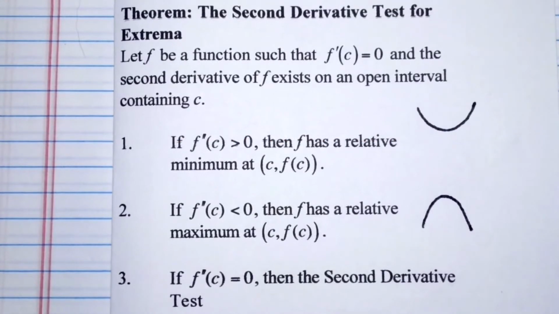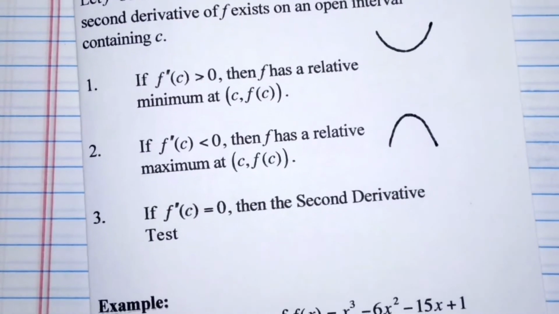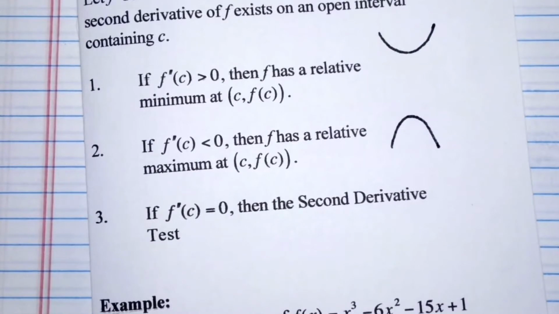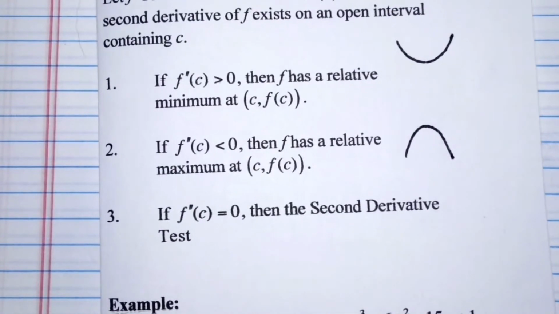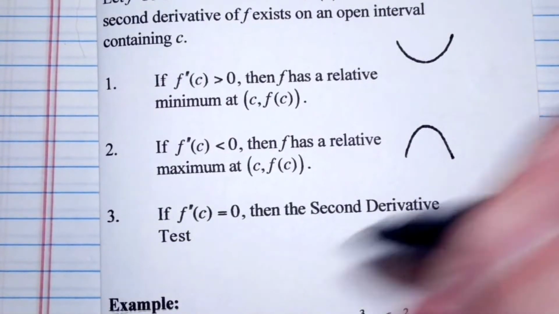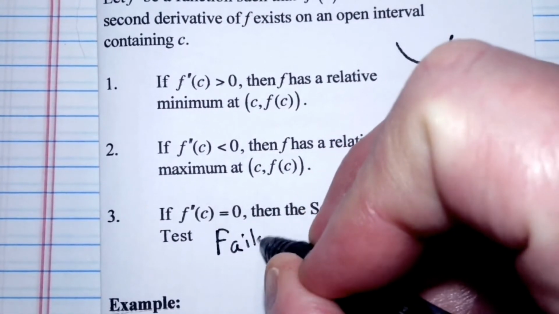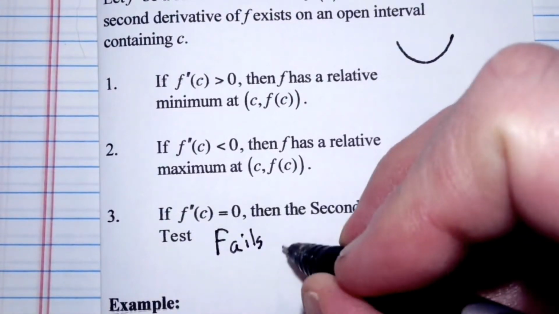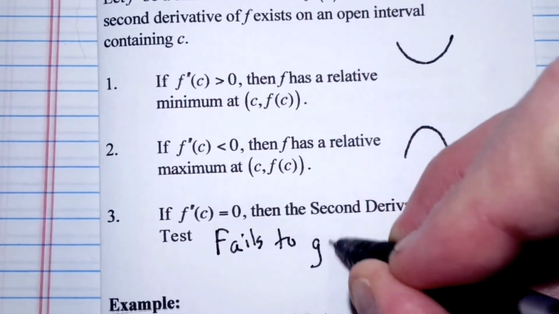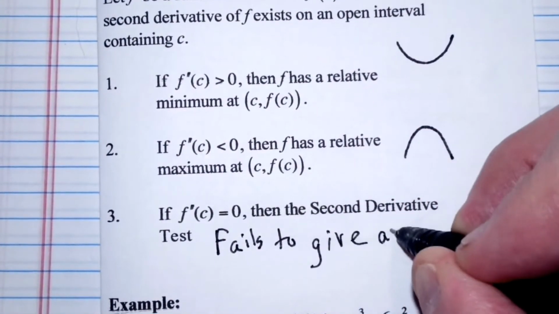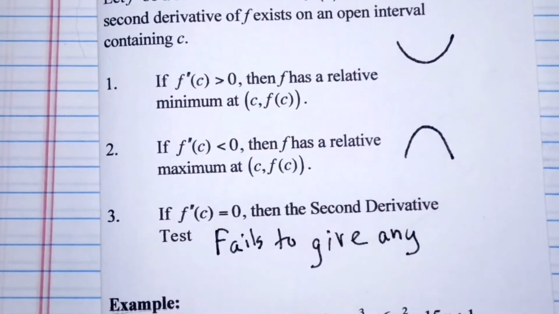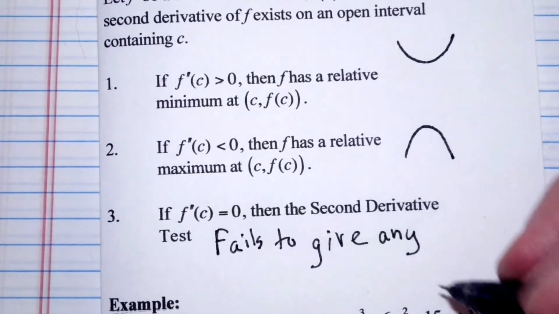And if the second derivative at c is 0, well, you can't say that you have neither a maximum nor a minimum, because you might. It's just that the second derivative test fails. And what do I mean by fails? It fails to give any information. You could still have a maximum or minimum, it's just that the second derivative test cannot detect it.